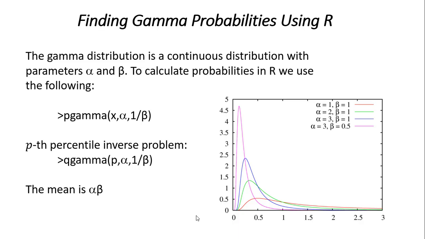All right, finally, we have probabilities for the gamma distribution. The gamma distribution is, again, a continuous distribution with parameters alpha and beta. To calculate these probabilities in R, we use P gamma. The parameters here are X, alpha, and 1 over beta. To find a percentile, we would use Q gamma, P, alpha, 1 over beta. The mean for the gamma distribution is alpha times beta.